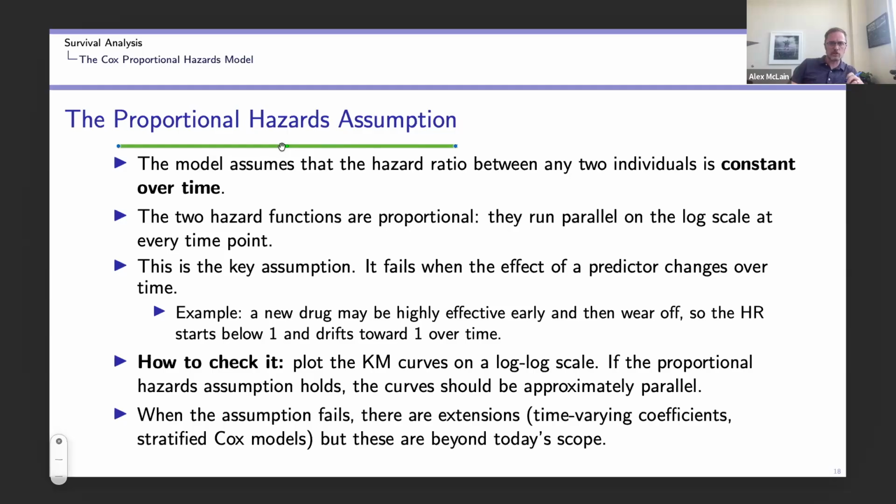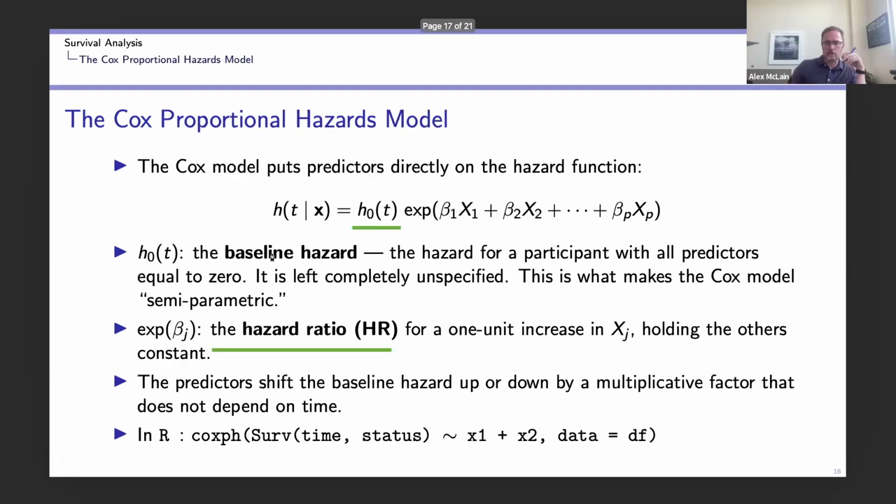So what is this proportional hazards assumption? Well, it just says that the two hazard functions are proportional. They run parallel on the log scale at each time point. So what we assume here is that the difference between the hazard functions between, say, males and females is completely specified by this one coefficient. There's no differences over time, okay? There's a constant multiplicative difference in the hazard function. So that's the proportional hazards assumption, that the hazard functions are proportional between males and females for all time.